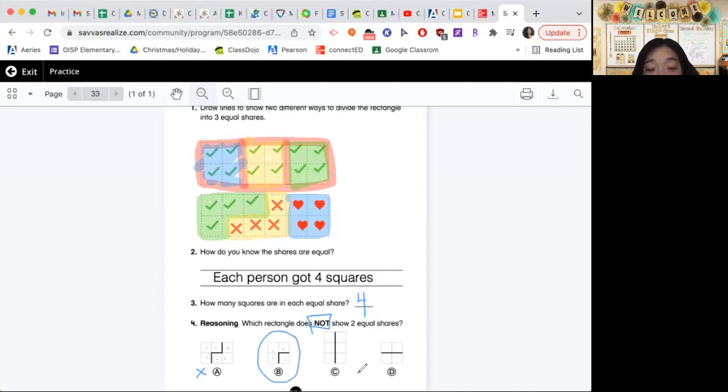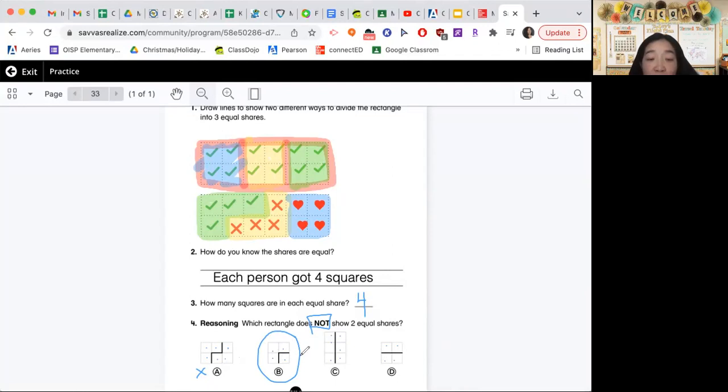But before we circle it and move on, let's check to make sure the other 2 don't make sense. Number C, 1, 2, 3, 1, 2, 3. Does each person get the same amount? Yes. And then number D, 1, 2, 1, 2. Does each person get the same amount? Yes. So the only one that is not equal is B.